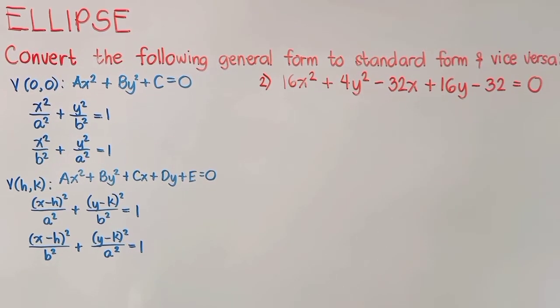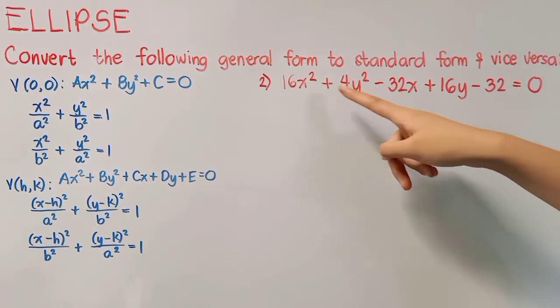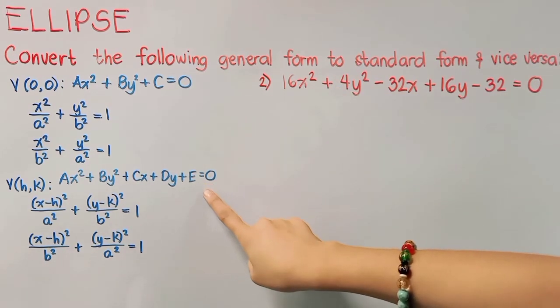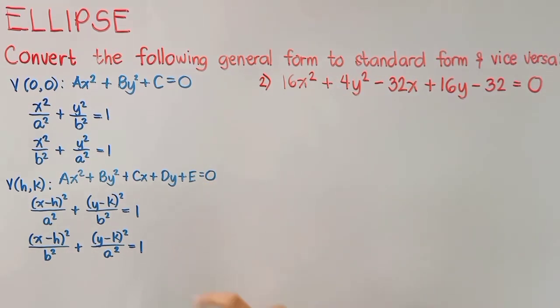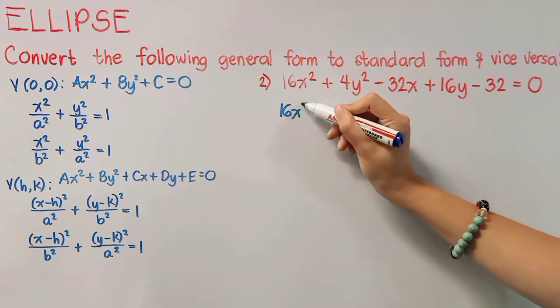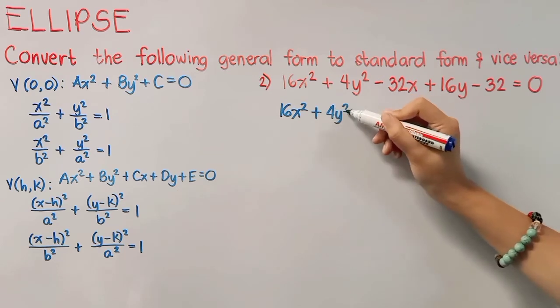We are now on number 2. As you can see, there are 5 terms here in our left side, which looks like this. Therefore, our expected answers should also look like this one. First thing that we have to do is to place a number on the right side. Since negative 32 is on the left side, we have to transpose it to the other side, making it positive 32.